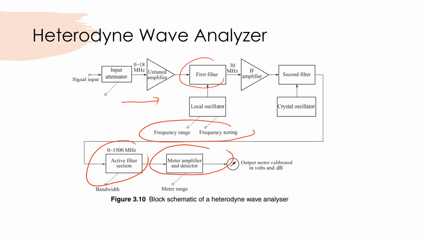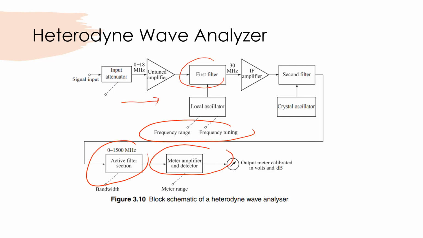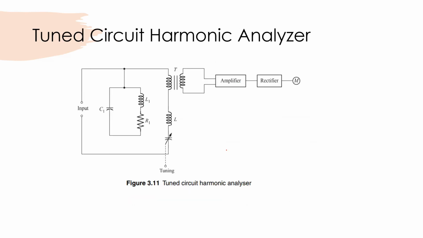Okay, so the frequency range of this instrument is around 10 kilohertz to 80 megahertz. And then the bandwidth of this active filter we can select: 200 hertz, or 1 kilohertz, or 3 kilohertz. Okay, so this is it, and then after the heterodyne wave analyzer, we have the tuned harmonic analyzer.